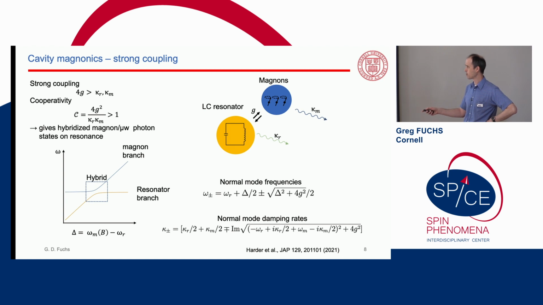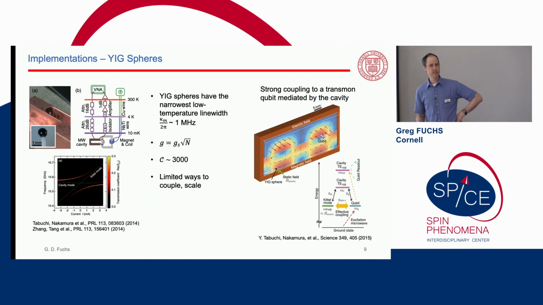Sometimes people also put this in terms of a cooperativity, which is just a ratio of these quantities. And these are all, again, obtainable using classical analysis. Okay. So this is a slide that you saw yesterday, so I don't want to spend a lot more time on it, but one of the pioneers in this field was the Nakamura group.